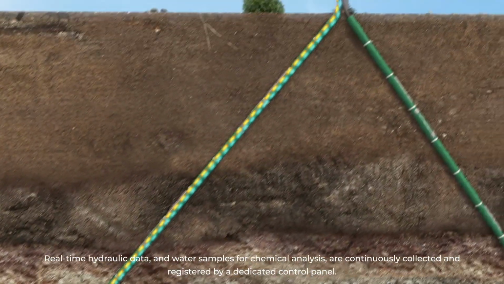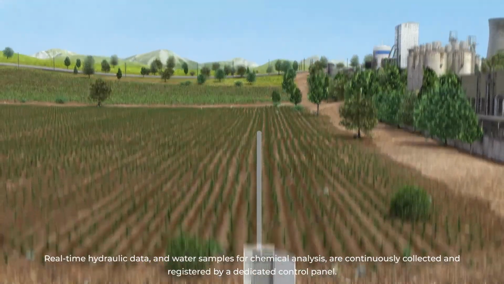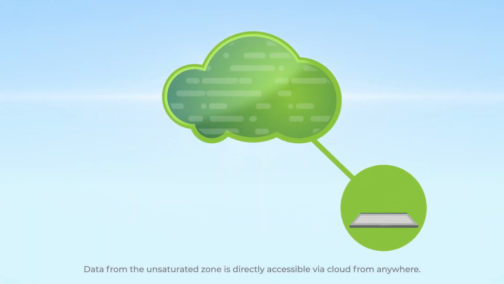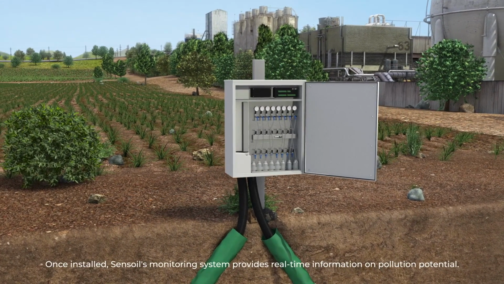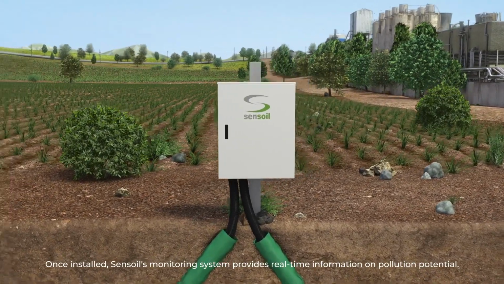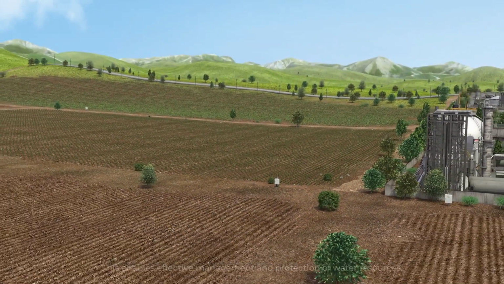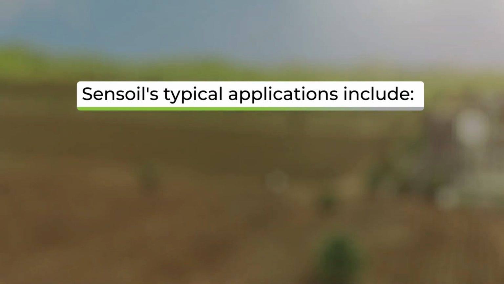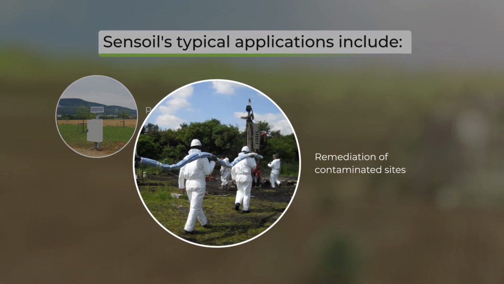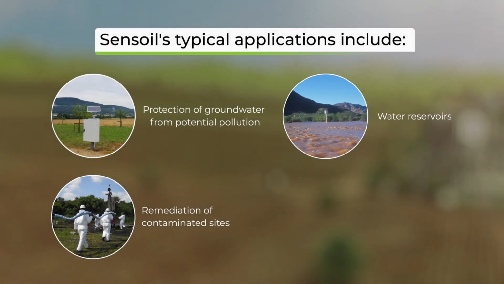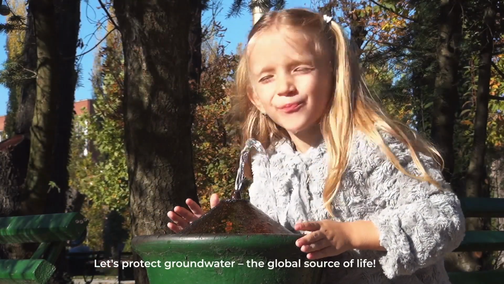Real-time hydraulic data and water samples for chemical analysis are continuously collected and registered by a dedicated control panel. Data from the unsaturated zone is directly accessible via cloud from anywhere. Once installed, Sensoil's monitoring system provides real-time information on pollution potential. This enables effective management and protection of water resources. Sensoil's typical water resource management applications include protection of groundwater from potential pollution, remediation of contaminated sites, water reservoirs, and enhanced safety of earthen dams. Let's protect groundwater, the global source of life.